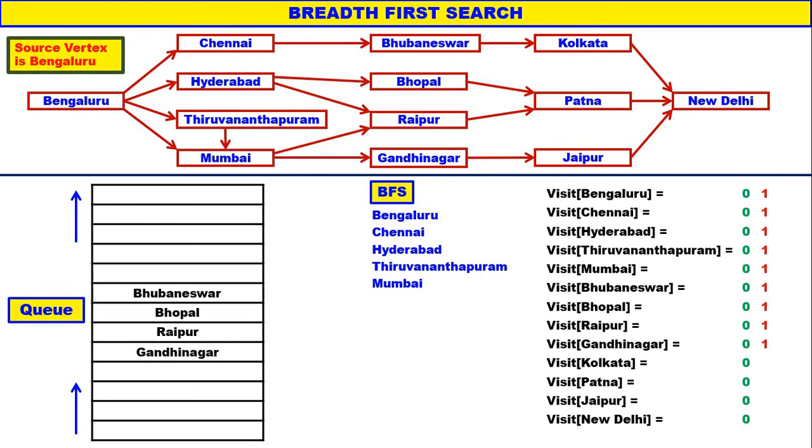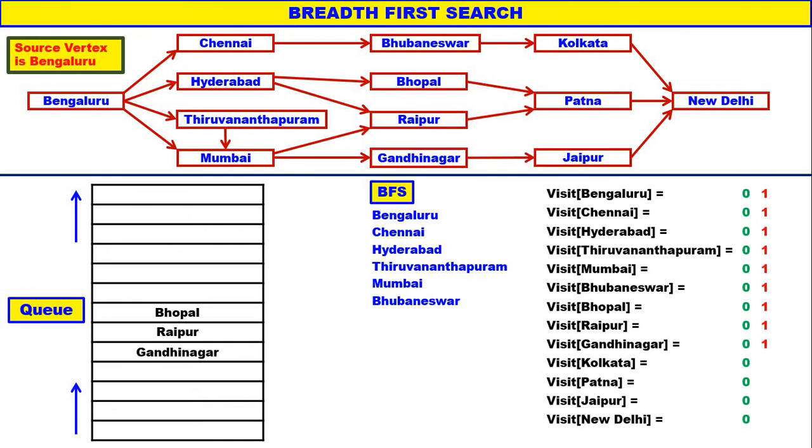Is the queue empty? No, the queue is not empty. Therefore remove the front element of the queue. What is the front element of the queue? Bhubaneswar. Remove Bhubaneswar, add it to BFS. Find out what are the nodes adjacent to Bhubaneswar. Adjacent to Bhubaneswar you have Kolkata.